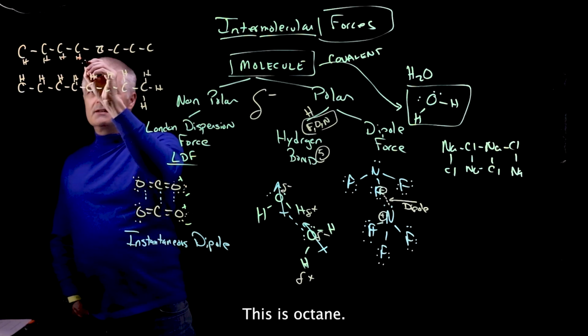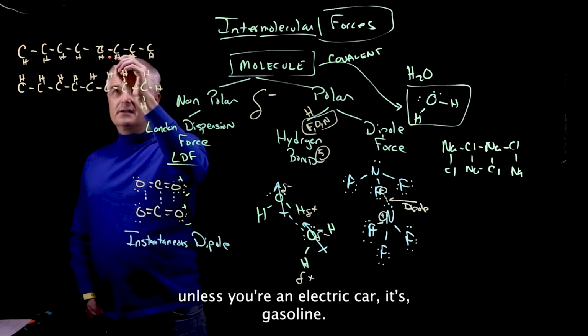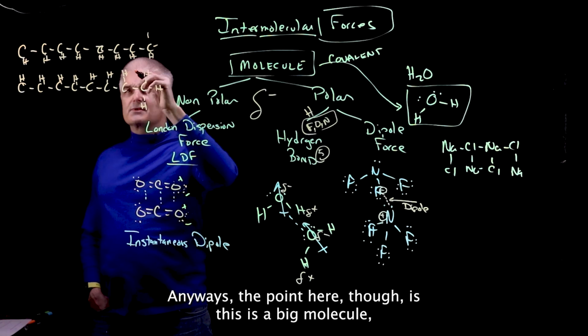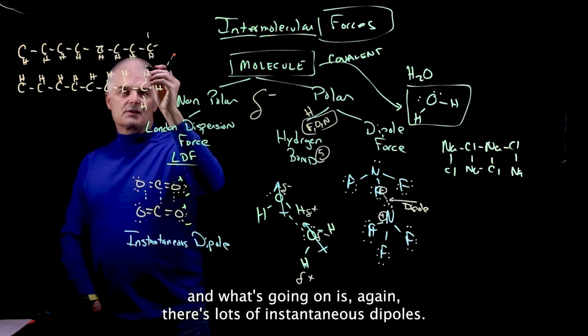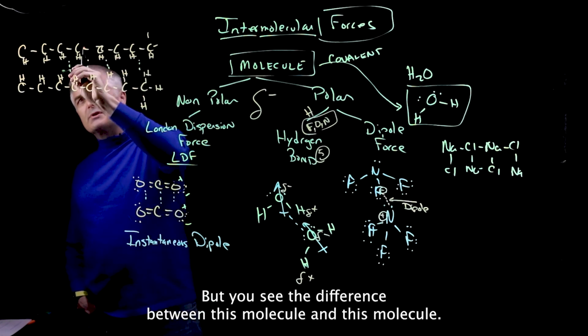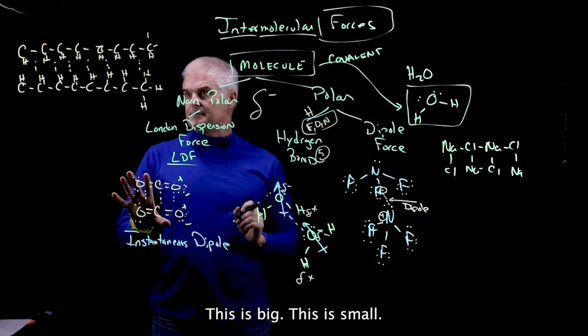This is octane. This is the chemical that goes and makes your car drive, unless you have an electric car. It's gasoline, right? And it branches off anyways. The point here, though, is this is a big molecule. And what's going on is, again, there's lots of instantaneous dipoles, and so there's dashed lines between here. But you see the difference between this molecule and this molecule. This is big, this is small.